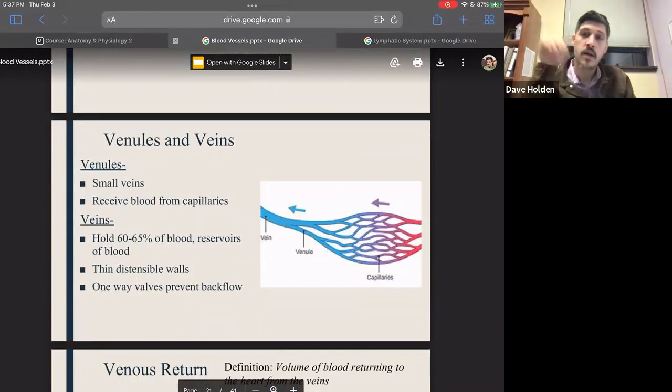So now the exchanges have all occurred. We've pushed out all our nutrients. We've pulled in all of our waste products. And now the blood is beginning its journey to go back to the heart.